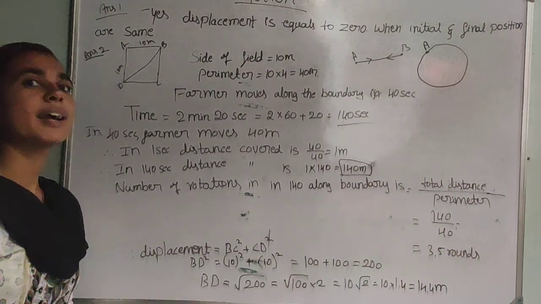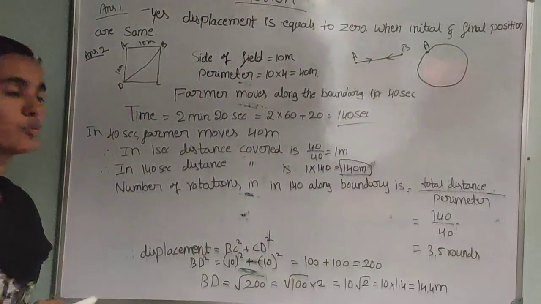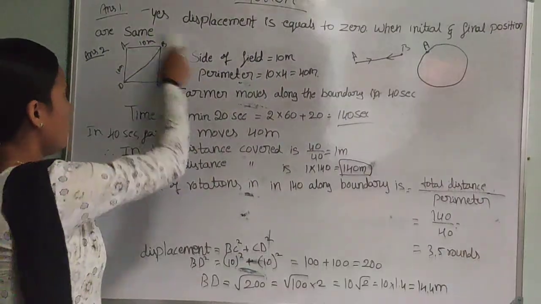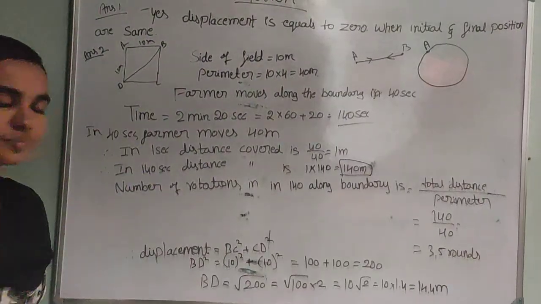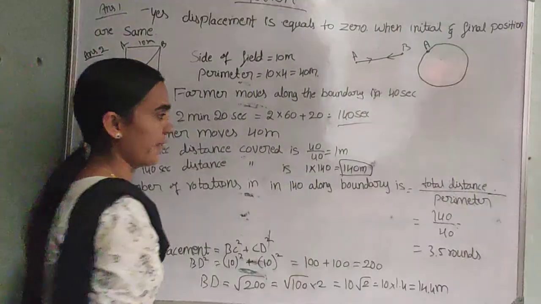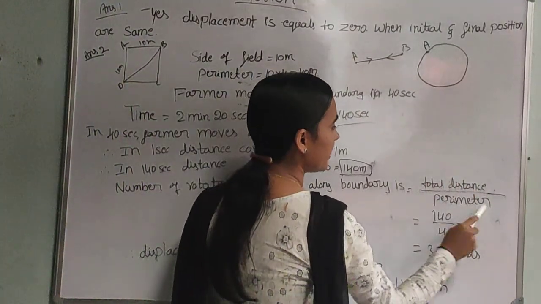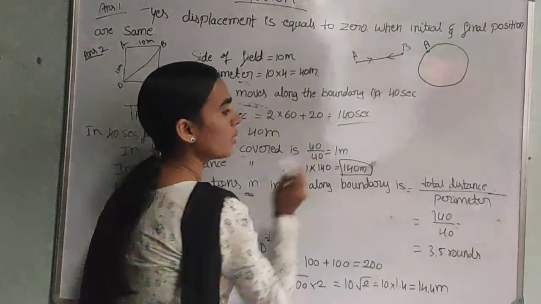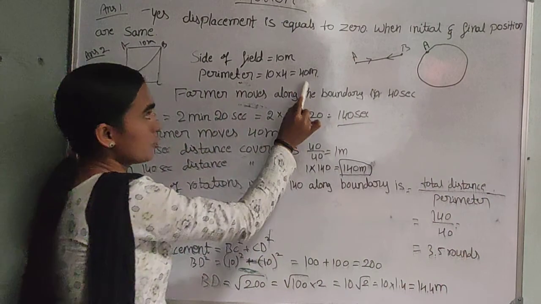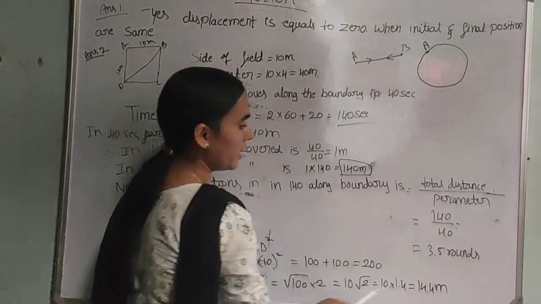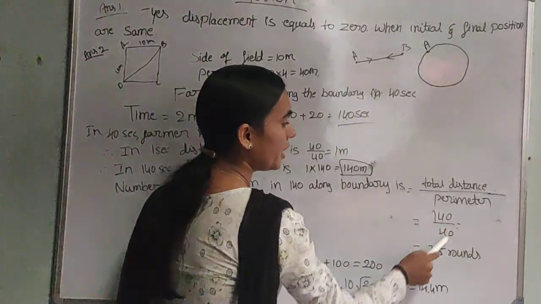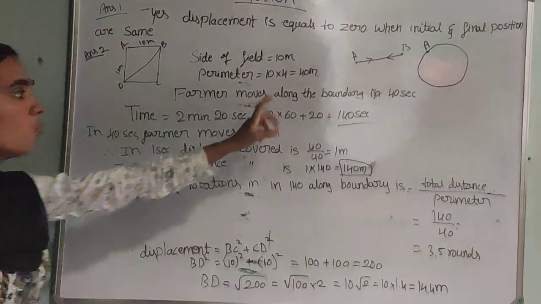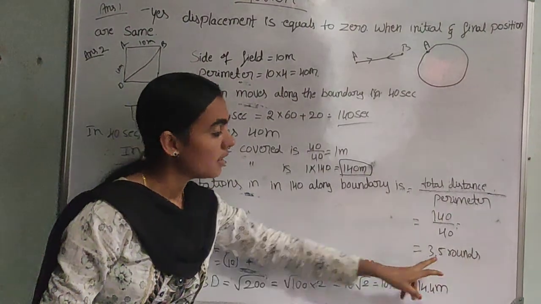So here we have to calculate the number of rotations of the farmer in 140 seconds along its boundary. How much distance has he covered in 140 seconds? So here, total distance divided by perimeter. What is the total distance? That is 140 meter. Perimeter, we already calculated, that is 40 meter. So 140 divided by 40, we are getting 3.5 rounds. That means within 140 seconds he will cover 3.5 rounds.